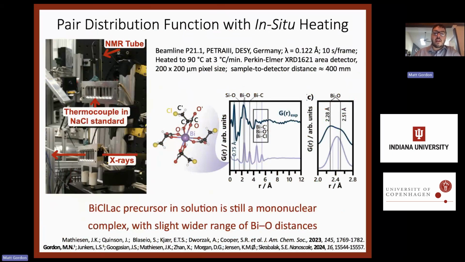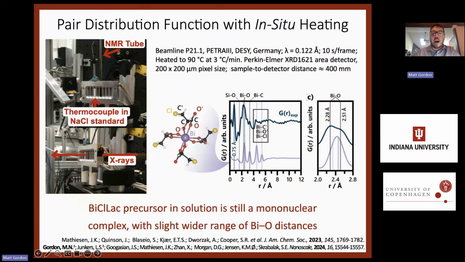So this work was done at the PETRA III beamline in Germany. We started with the experimental setup. We had our solution heated up in an aluminum block with X-rays passing through it, and the scattering was detected. And so before we did any heating, we looked at our precursor complex in solution.